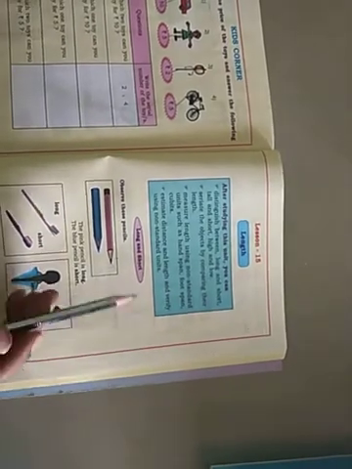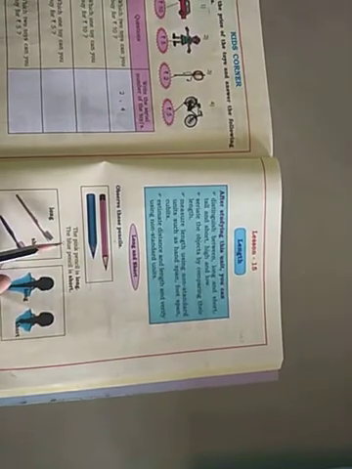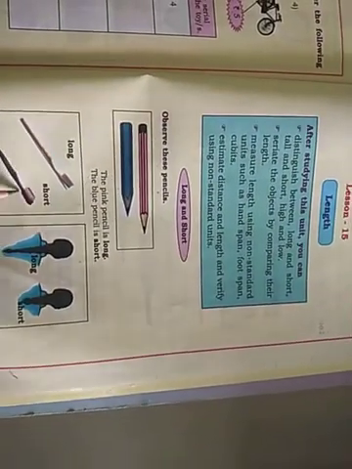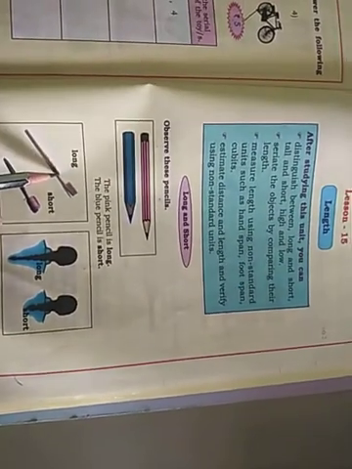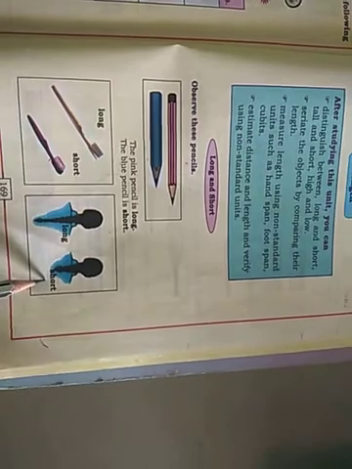Now coming to page number 169 in your textbook. Here see, long and short. Observe this pencil. Which one is long, which one is short? You can say this one is short and this one is long. In the toothbrush also, the pink one is long, the blue one is short. This one is short, this one is long. In the hair, this is the long hair, this is the short hair.